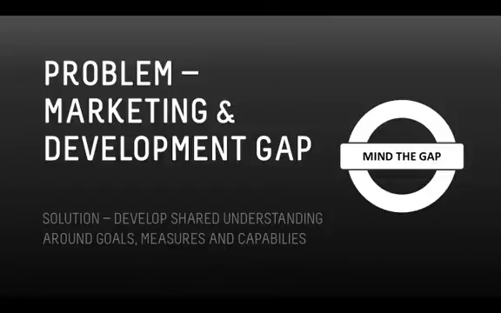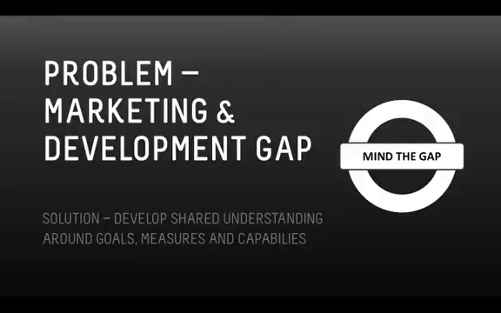So why are we even having this discussion? Fundamentally, when marketing and development teams get together, they're going to produce a solution. Where we're missing out is a firm shared understanding around the goals of that solution, how it's ultimately measured, and the capabilities that support it. Digital marketers have very specific measures that they're looking for when they create campaigns and different digital experiences.